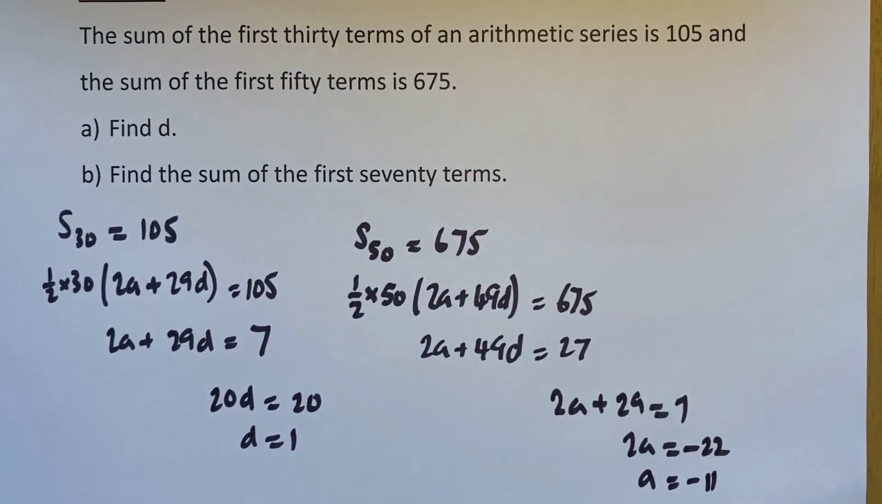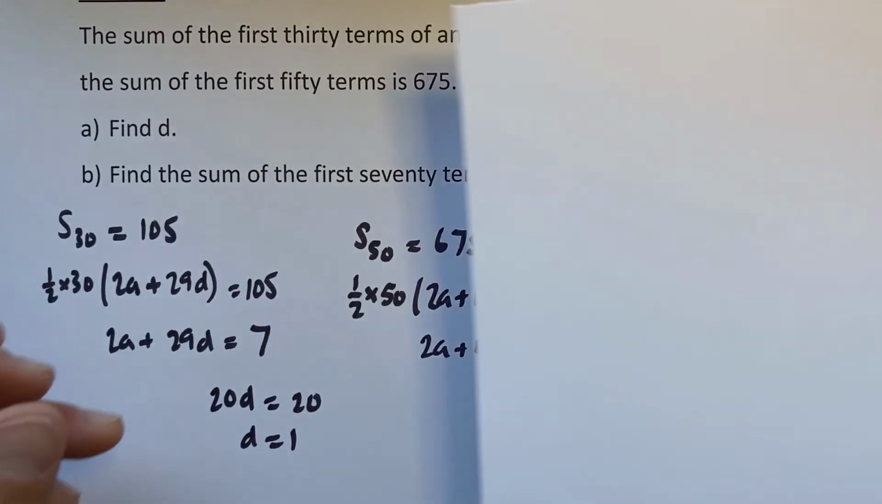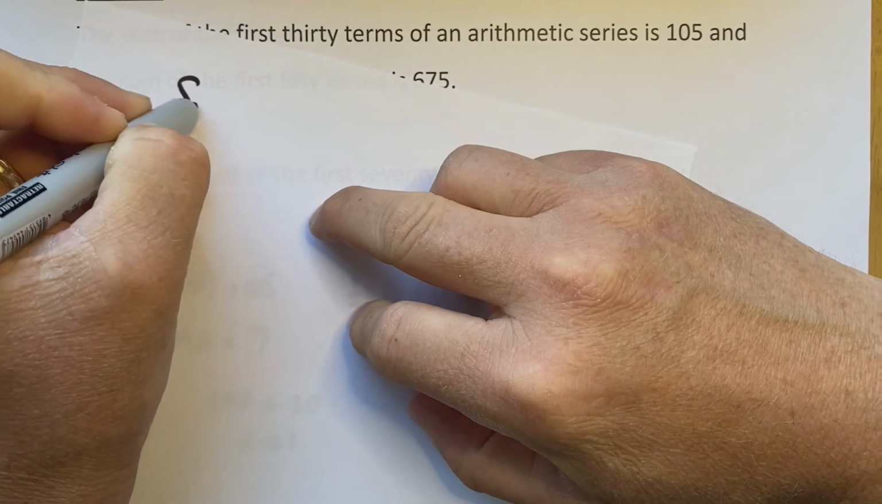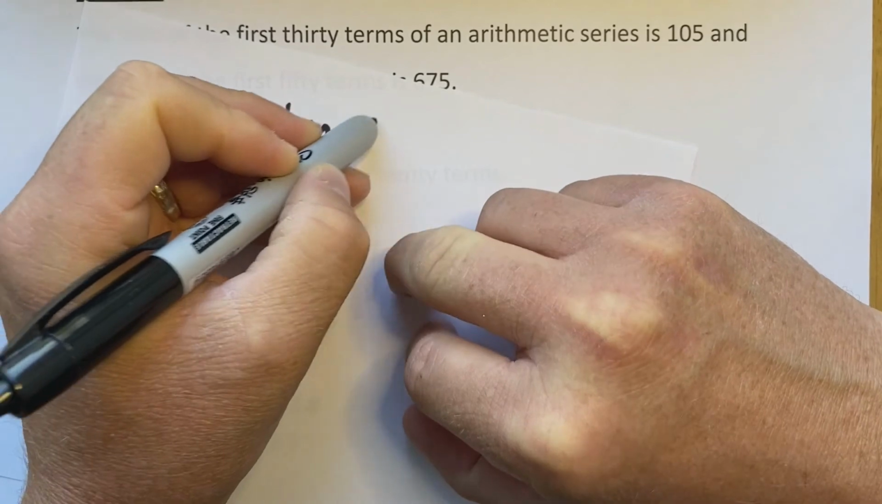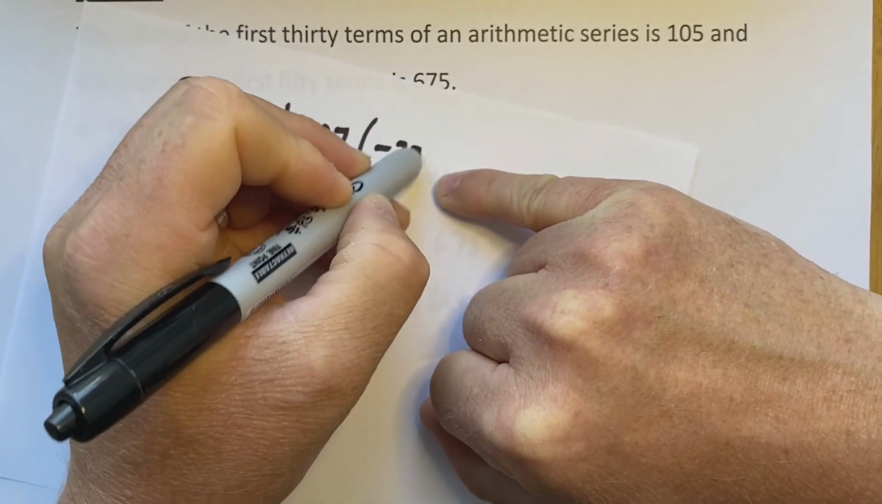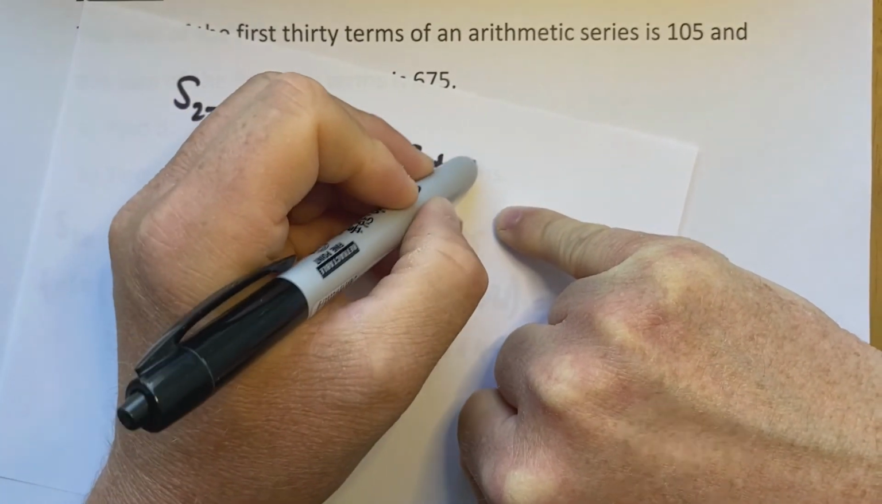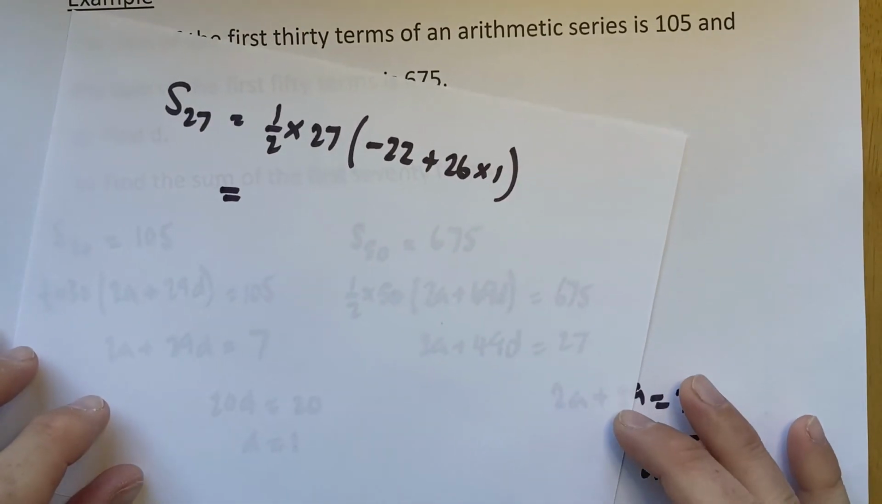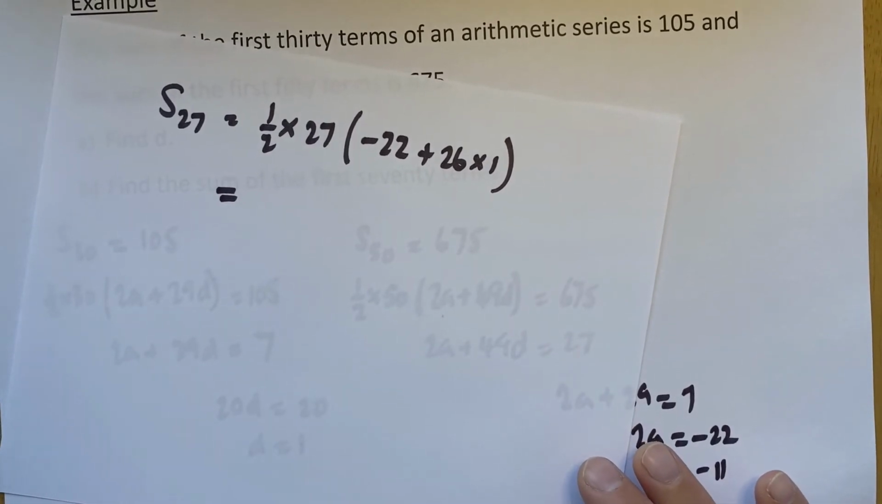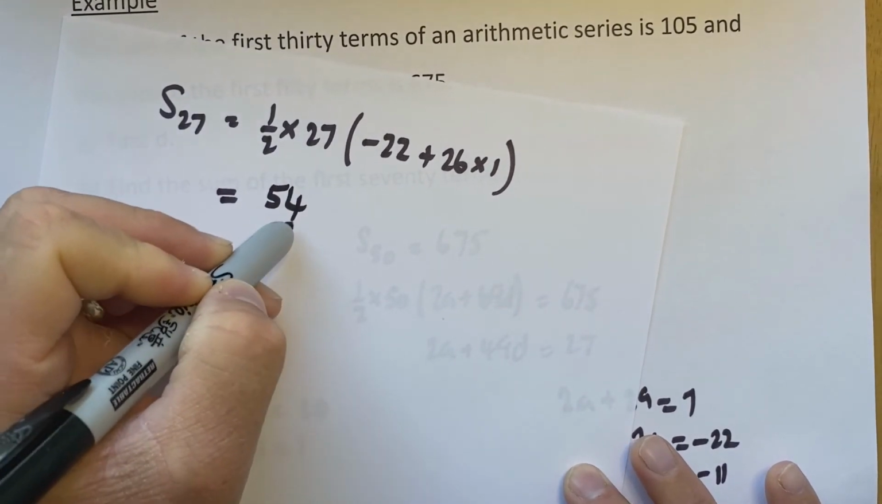The next part, I need some more paper for, we've got to find the sum of the first 27 terms. So the sum of 27 terms, we quote the formula, half of n times (2a plus (n minus 1), so 26, times d). And we just throw that into the calculator. So we get minus 22 plus 26 basically, which we don't need the calculator for, times 27 divided by 2 equals 54.